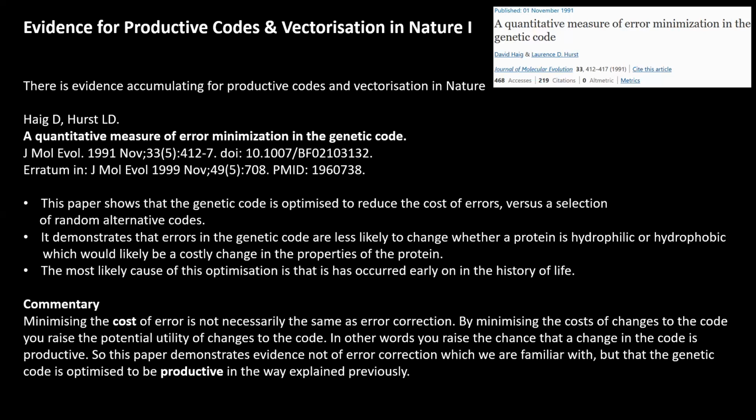So that's why this is an example of a productive code. There's evidence that the canonical genetic code is productive code, not because it's evidence of error correction, but because it's evidence that it's optimized to be productive.